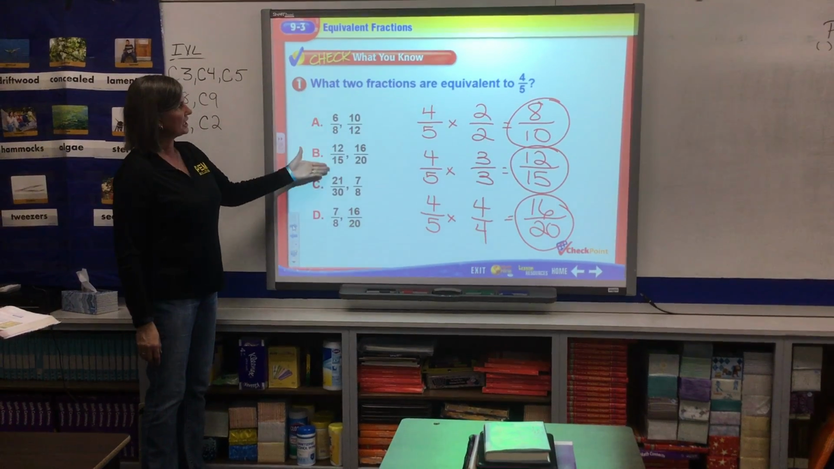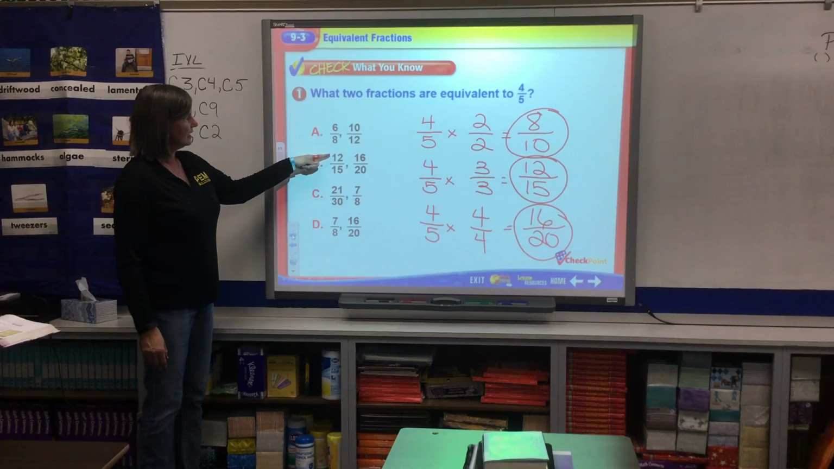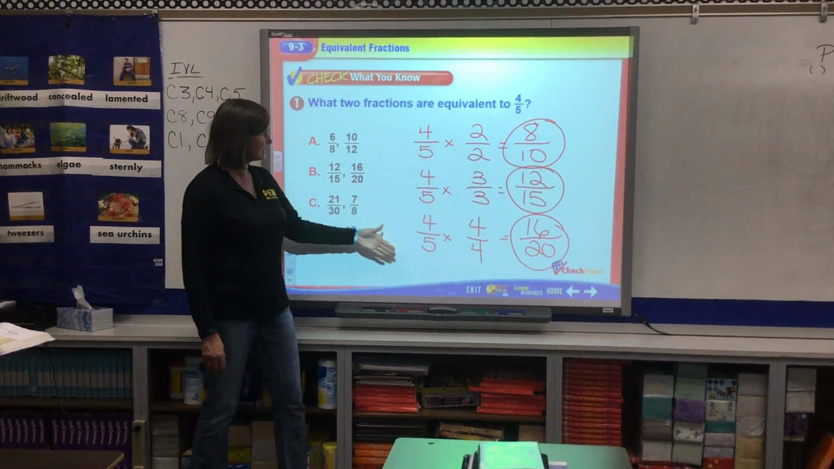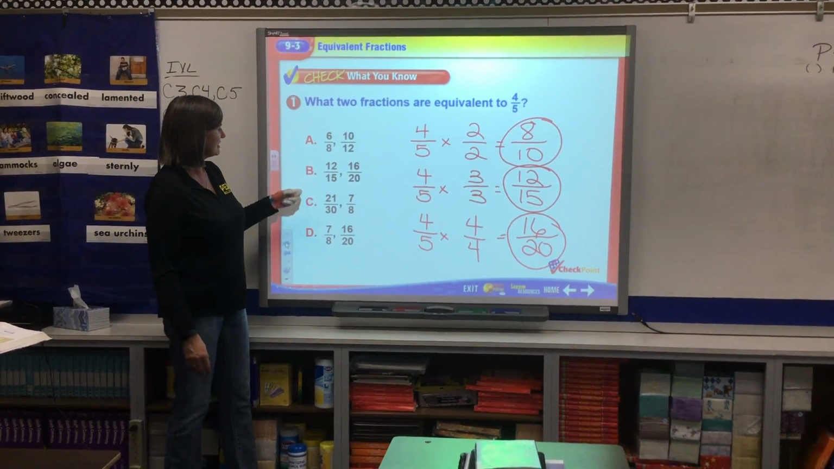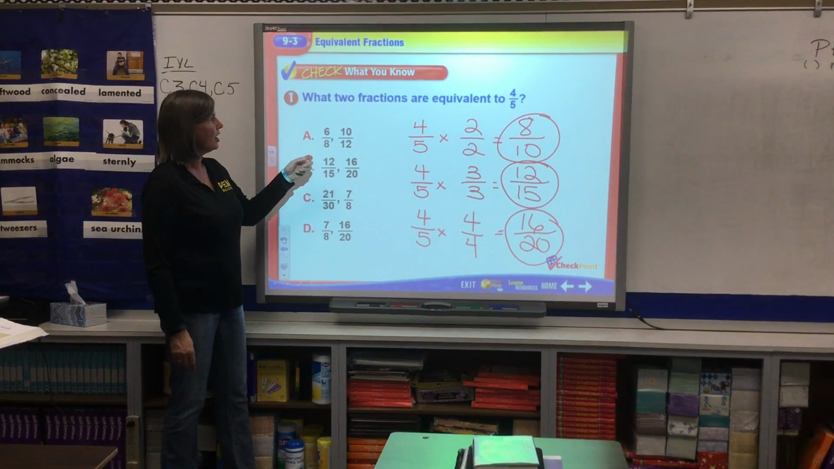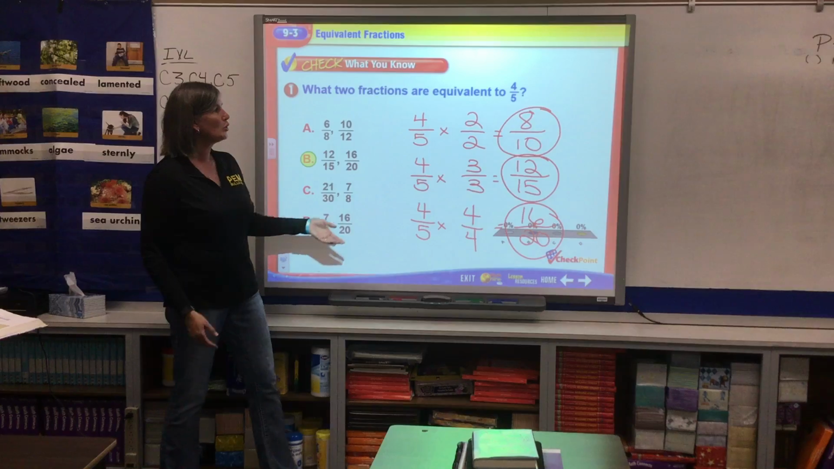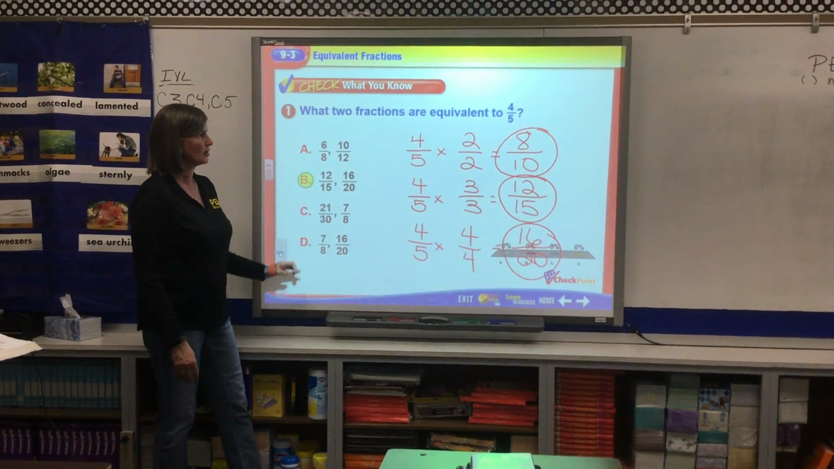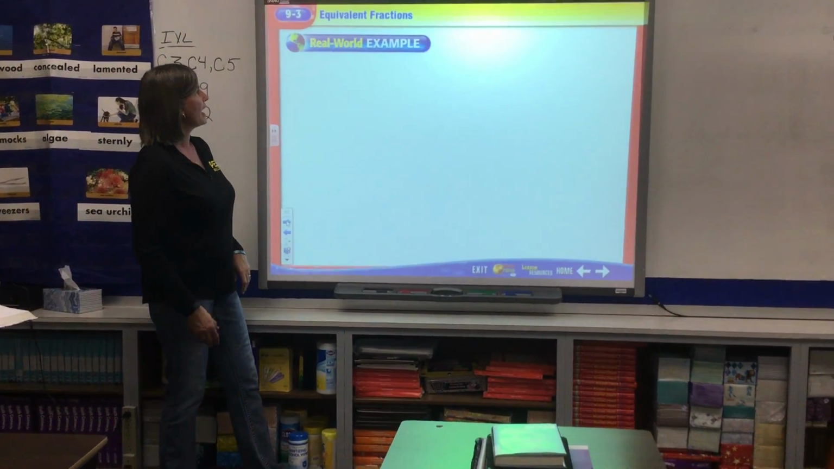Now I'm going to come back over here and look at my answer choices. I noticed letter B. Letter B has 12/15, just like we did, and it also has 16/20, just like we did. So both of these fractions in letter B are equivalent to 4/5. And again, just following the rule, you have to multiply the bottom number by the same as the top number. 2 over 2, or 3 over 3, or 4 over 4, and so on.